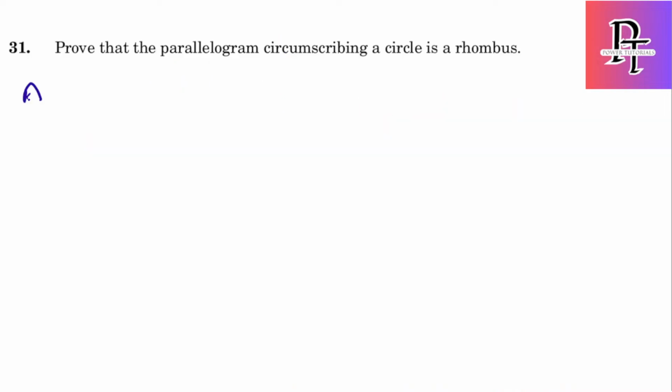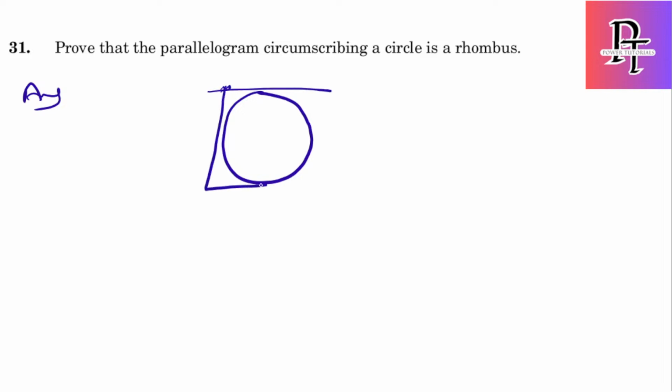31st: prove that a parallelogram circumscribing a circle is a rhombus. Okay, so let's draw a circle first. Here they are saying that we have a parallelogram like this, which is circumscribing. Circumscribing means connect like this, joining the circle's endpoints, and every side of the parallelogram is touching the circle. Okay, let's mark.